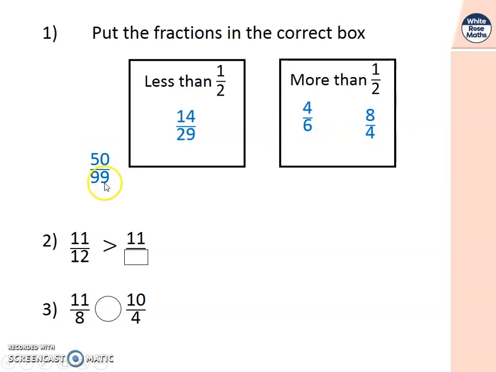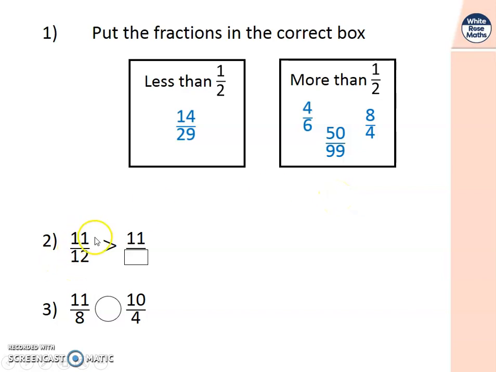What about this one? Well, double 50 would be 100, but I haven't got to 100, I've got 99, so these pieces are greater than hundredths. So this needs to go in more than half. Half of 99, have a think. Yes, it's less than 50. So 50 is greater than half of 99.